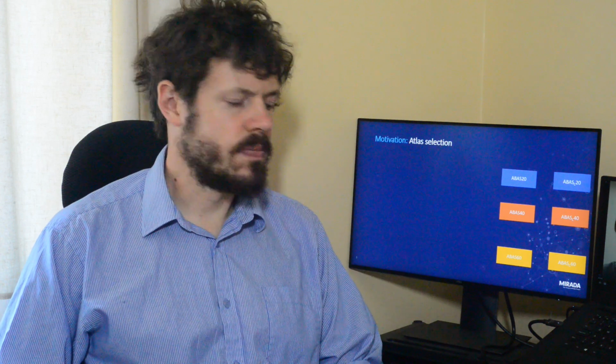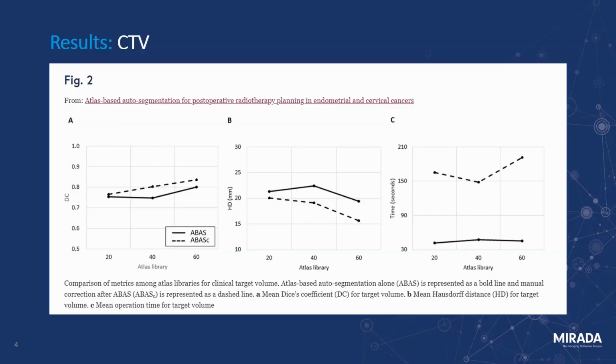So what did they find? In the figures from the paper, the solid line represents the original result from atlas contouring when compared to the original manual contours. The dashed lines represent the results of the edited atlas contours when compared to the original manual contours. The left-hand plot shows the dice score, while the central plot shows the Hausdorff distance. And the right-hand plot shows the processing time, whether that's the time taken for atlas contouring or the time taken for editing.